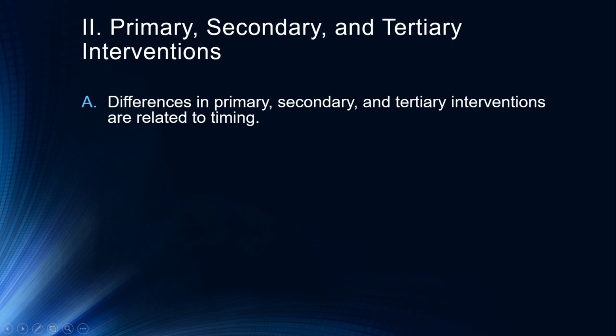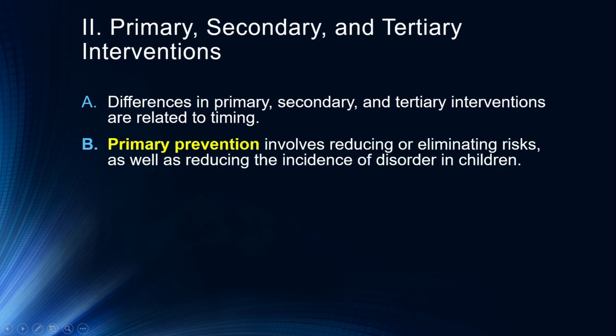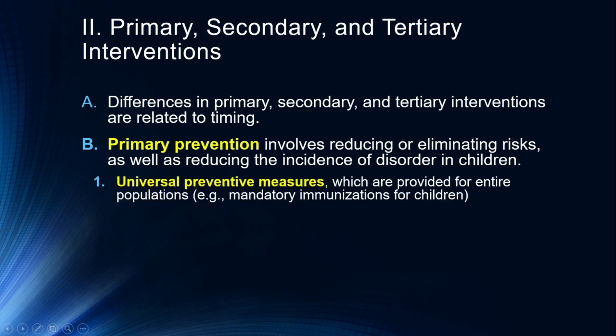So, we're going to talk about primary, secondary, and tertiary interventions that are related to timing. Primary prevention involves reducing or eliminating risks, as well as reducing the incidence of a disorder in children. For example, we're going to be talking very soon about cognitive developmental issues, and we know one of the biggest risk factors for that is something like lead. And so one of the things we have to do, of course, is prevent exposure to lead. We want to think very hard about how we do that. And of course, recently we've had a huge issue with that in Flint, Michigan. And so that's the kind of societal primary prevention we want to engage in.